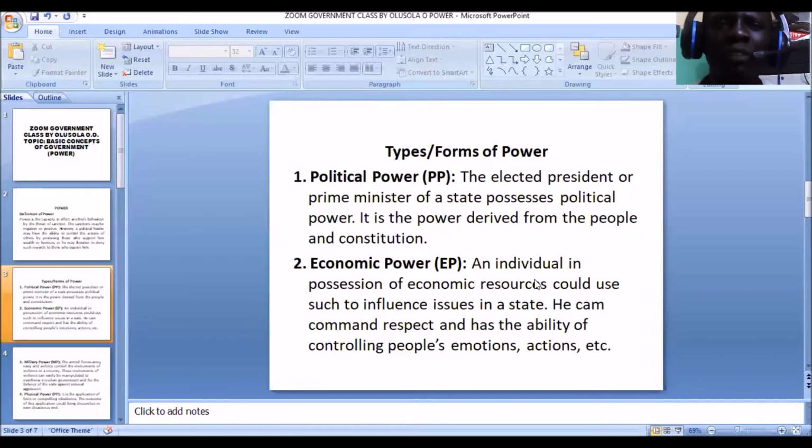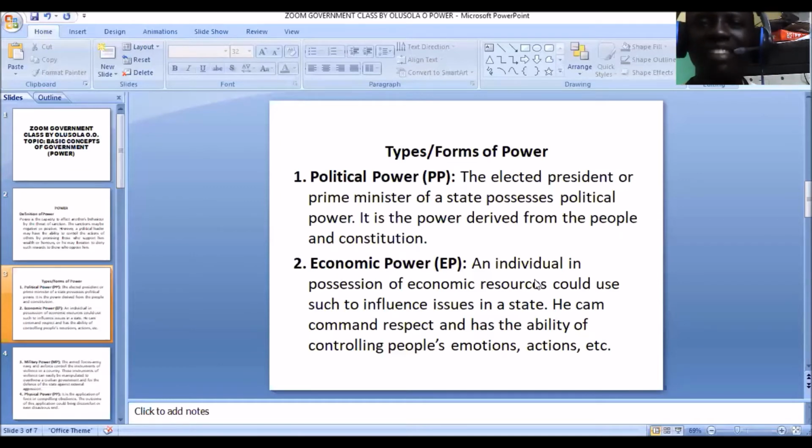And that's why I want you to understand this. Political power belongs to the people, but the people give it out to the political office holder during election. And that's why once a president is voted in, the people become subject to him. Once a governor is voted in, the people in that particular state become his subjects.